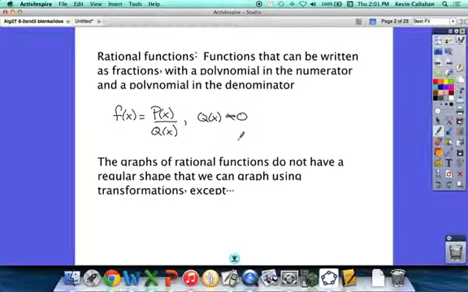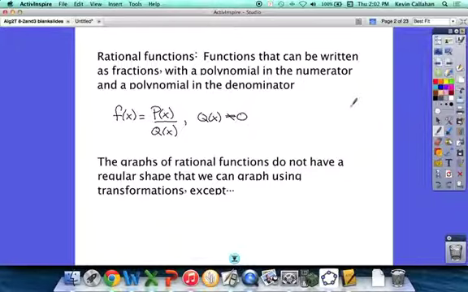Can't divide by 0, right? So that is one of the particulars about rational functions. You've got to make sure you're not dividing by 0. And so if you've got a polynomial in the denominator, if it has any zeros, that's going to be an issue. Okay. So the graphs of rational functions, except for one case, are not one standard shape.